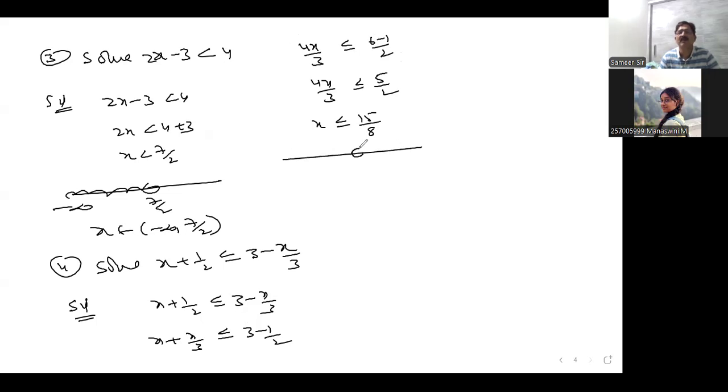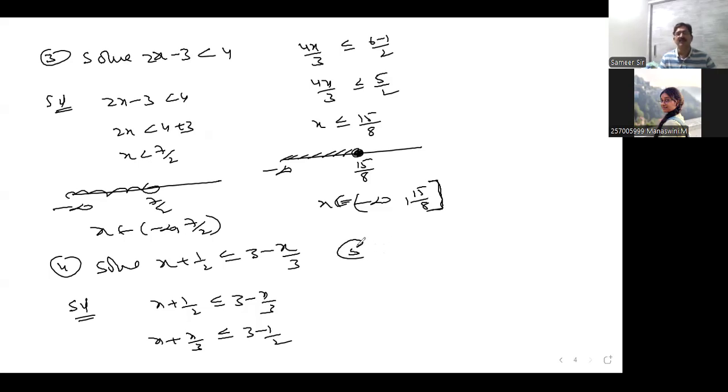What happened? This is a closed circle this time, at 15/8, and it will move to its left. So it belongs to minus infinity to 15/8, but this end is closed. Okay, this is type 1. Right now, type 1.